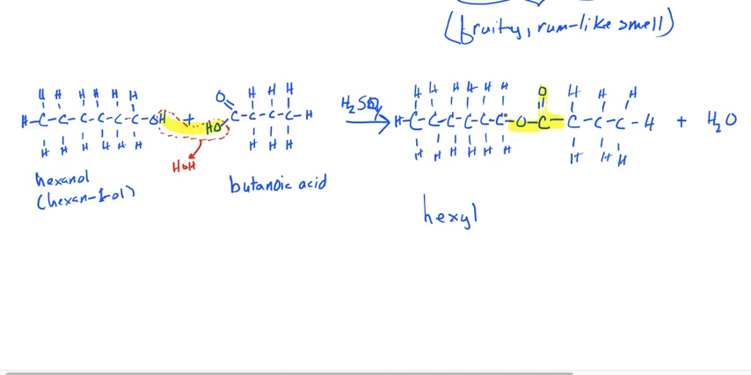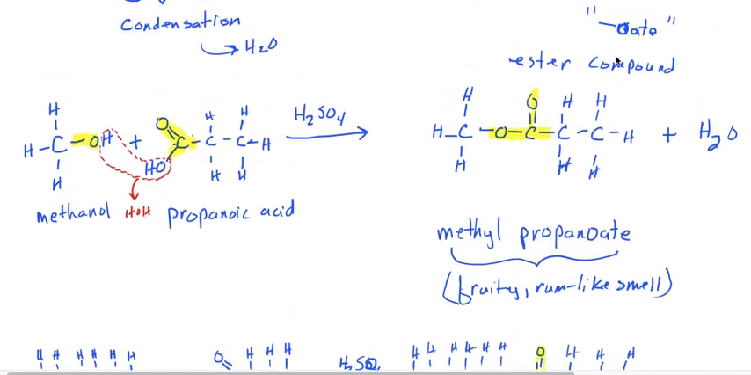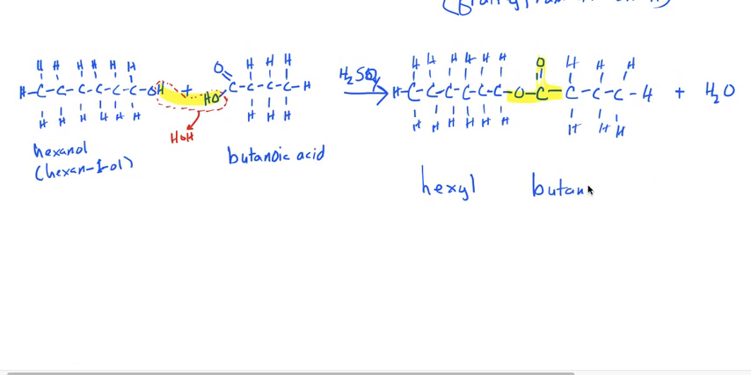All right, and then 1, 2, 3, 4. 4 is butane. Remember from what we've talked about before, you drop that ending, and then we add the oate. So it's going to be hexyl butanoate. That would be the name of this ester, hexyl butanoate. So there's a couple of examples.